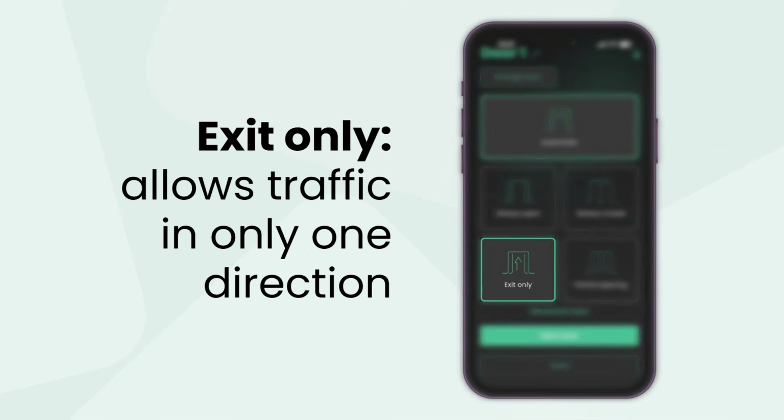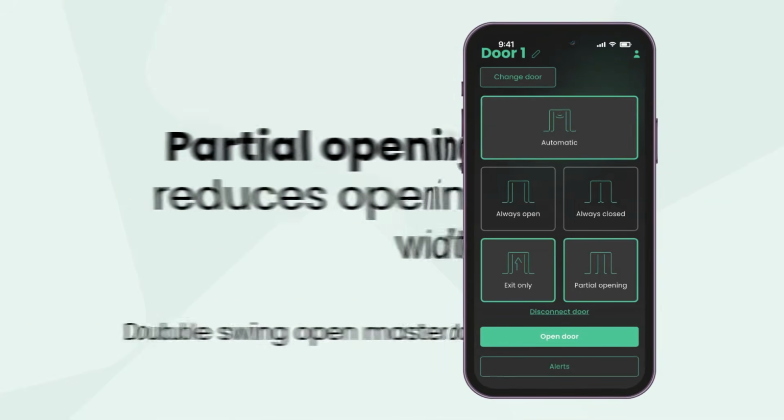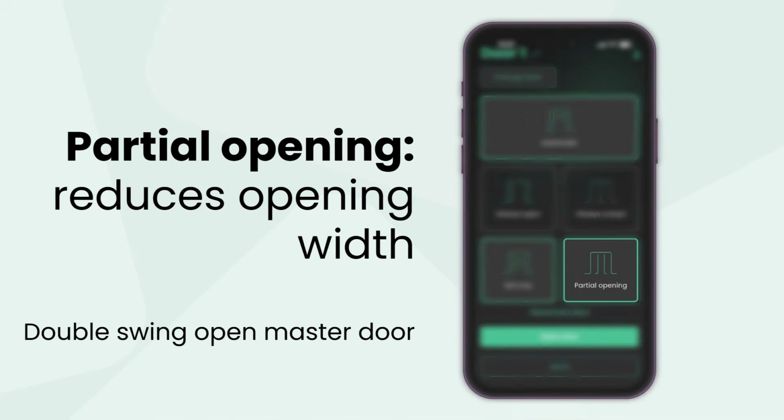Exit Only is the automatic working mode, which allows traffic in outward direction. It can be combined with Partial Opening. Partial Opening is the working mode, which reduces the opening width. It can be combined with Exit Only. In case of double swing door, Partial Opening opens the master door.